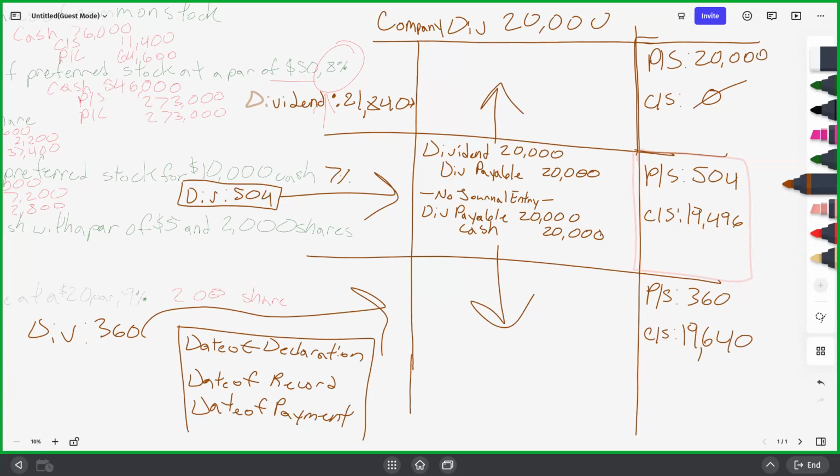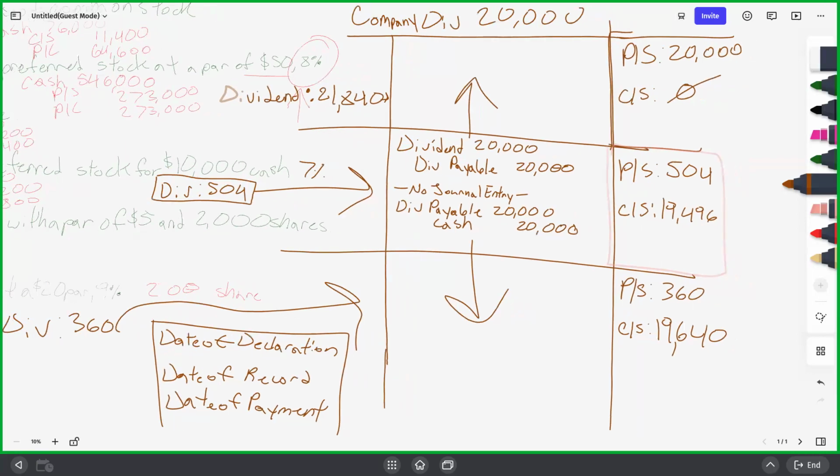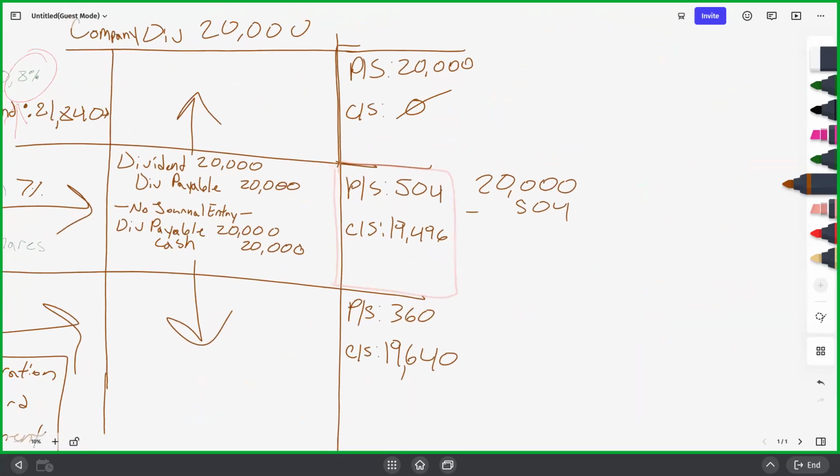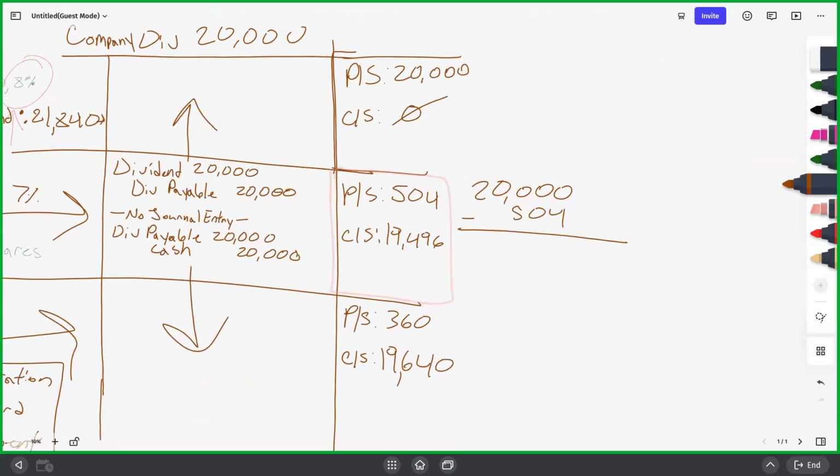Yes. How did you get 19,096? We're going to move this because we don't need it anymore. We took 20,000 minus 504 because we already knew our preferred stock. So we took that.